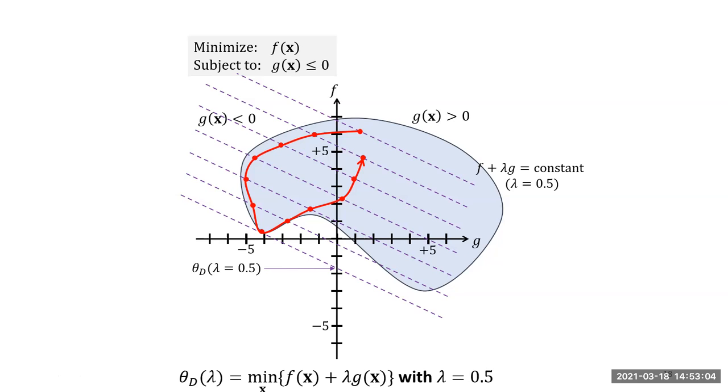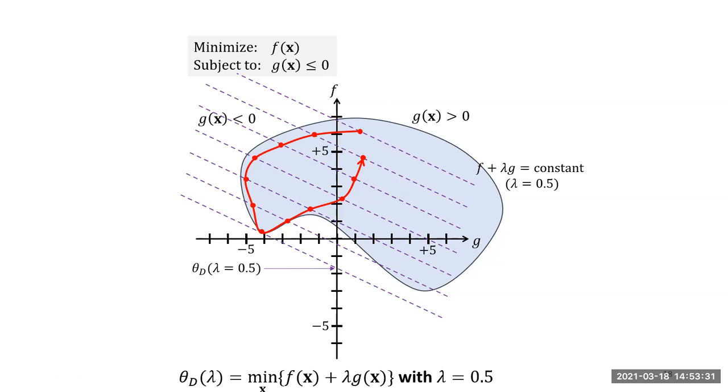Because theta d is when I minimize f plus lambda g with respect to x. Are you guys with me? This might take a little time to sink in. Anyone with any questions, or do you need a little more time to think?